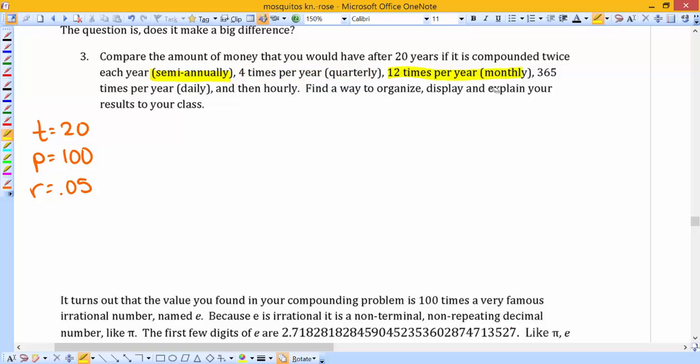Actually, let me use a different color for each one so it stands out. 4 times a year, 12 times a year, 365 days a year, and then hourly. Have fun with that one. You need to figure out how many hours there are in a year. So if there's 24 hours in a day, 365 days in a year, that's your new N. So you're going to have to do this 5 times.